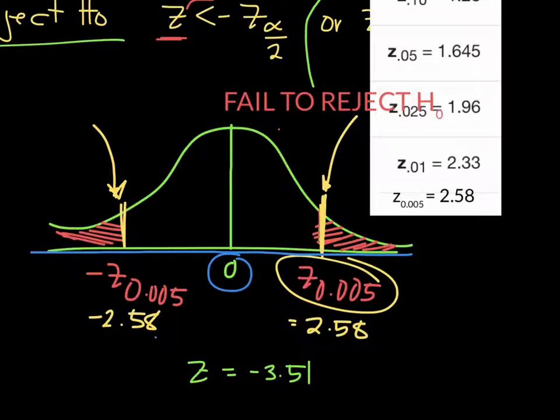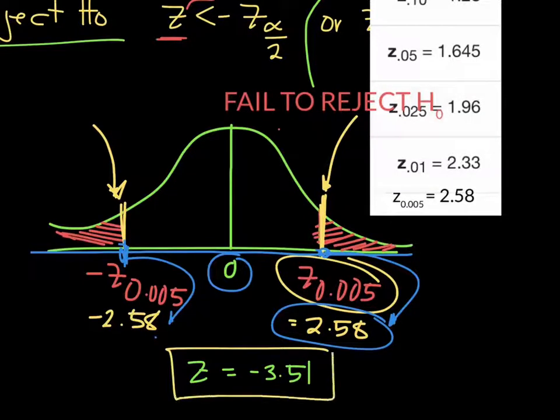So imagine this to be a number line with 0 in the middle. This is negative 2.58. That's a negative 2.58. This point is at positive 2.58. So if we are going to place the negative 3.51, it must be located on the left of negative 2.58. And that means if negative 3.51 is at this location, that means it is under the critical region. And the critical region is the area of rejection.